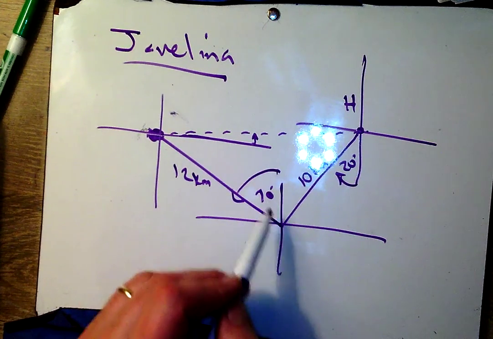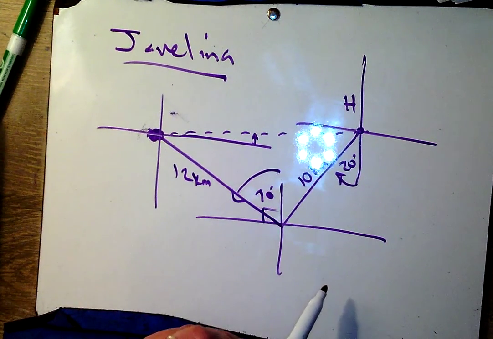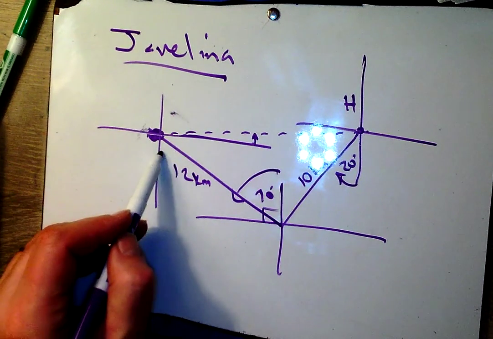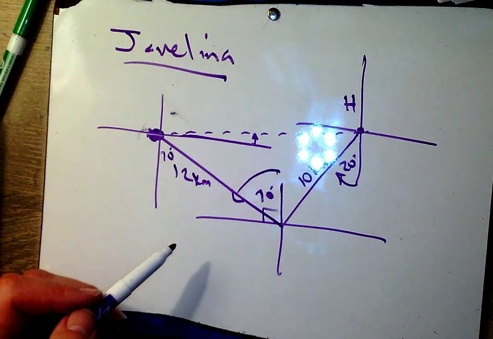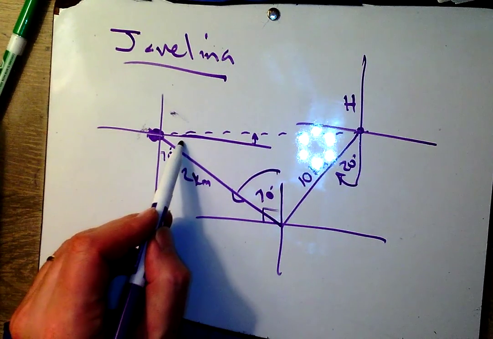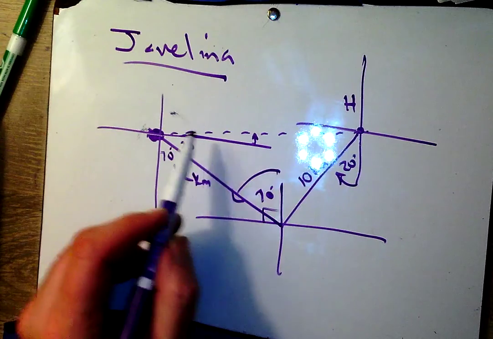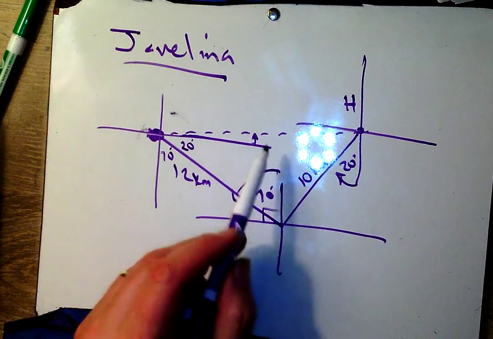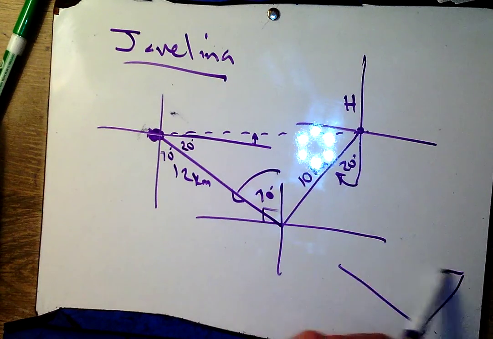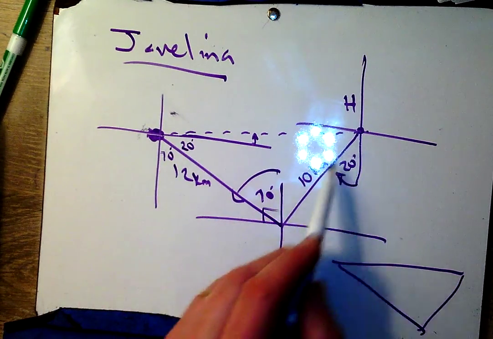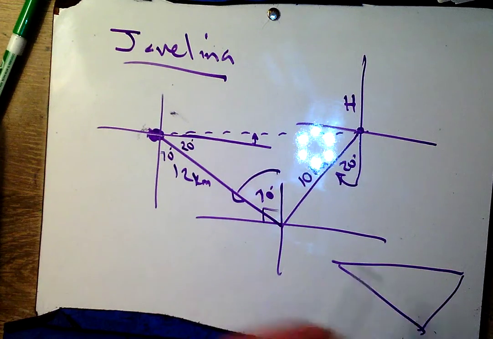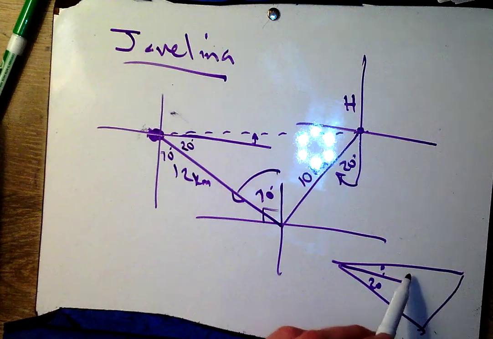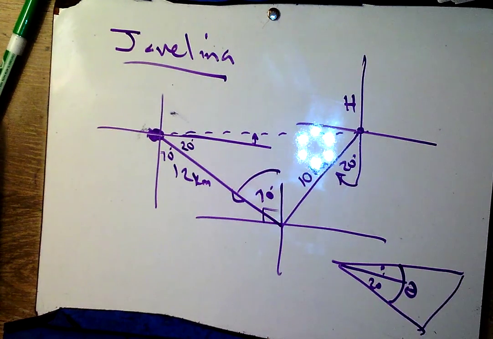Now I know that this angle is 70, and that's a right angle. And because of parallel lines cut by a transversal, I know that that's 70 as well, which means that this angle here is 20. Now our bearing angle is this one up here. Now that's actually inside the triangle, right? This is my triangle, and I've got I don't know what and 20. Could I find theta?